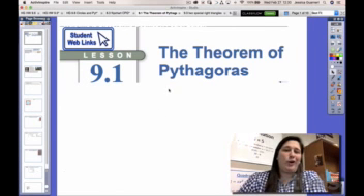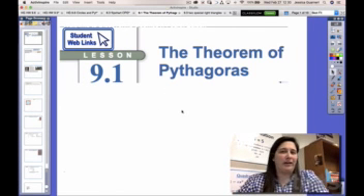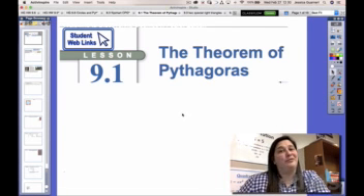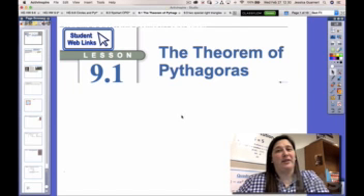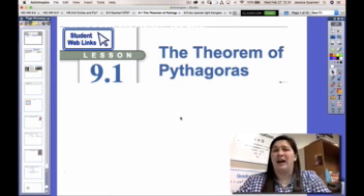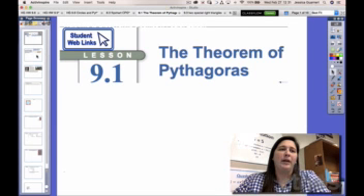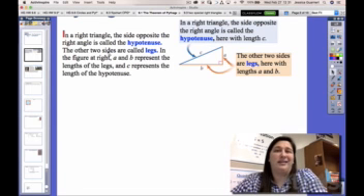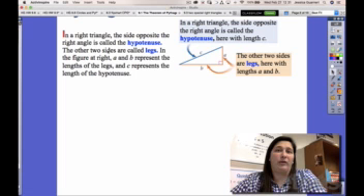Hey guys, today we are going to start chapter 9 by talking about the theorem of Pythagoras. So today's lesson might not be brand new to you, as I'm sure we've all seen the Pythagorean theorem before, but some things about it that you maybe didn't know might come to light, as well as a refresher on how it's used, because it's going to be used a lot as we proceed through chapter 9.